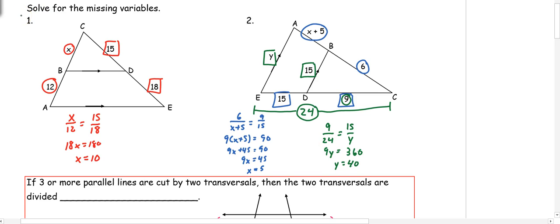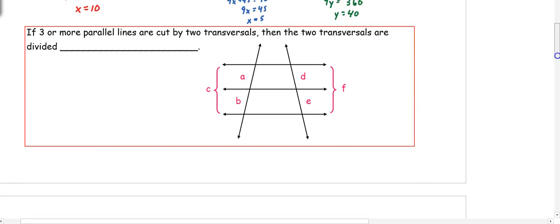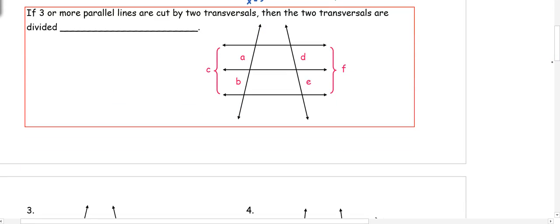Now, we can apply the idea of side splitter to all parallel lines with transversals. If we have 3 or more parallel lines that are cut by 2 transversals, then the transversals are divided proportionally. Just like the sides of the triangle were divided proportionally, so are the transversals. In this case, we could say that A over B is equal to D over E, instead of having to use the whole length of C and F.